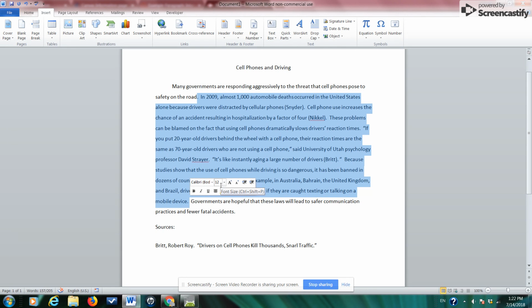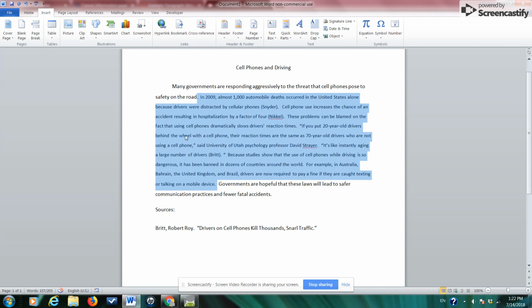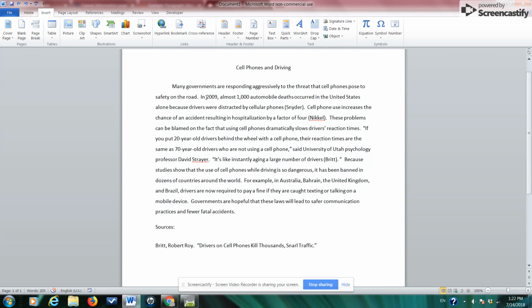On page 12 of our textbook, it says questions about the paragraphs, number 2, and it has an example, a statistic, and a quotation. Well, all of this has those things. For example, almost 1,000 automobile deaths. That is a statistic. Statistics are numbers. And statistics usually come from important sources, newspapers, magazines, articles, and they make the argument in your essay stronger.